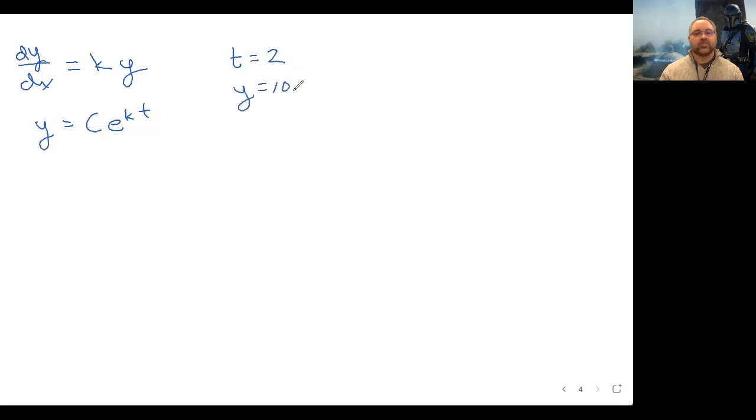So same idea, the size of a population of fruit flies grows, so the rate of change, proportionately with the size of the population. There we go. So already we know the equation governing this is y equals c e to the kt. Now this time, it's a population of fruit flies. We had 100 fruit flies on day two, and 300 on the fourth day.